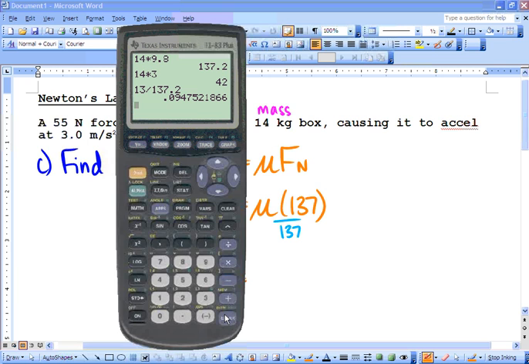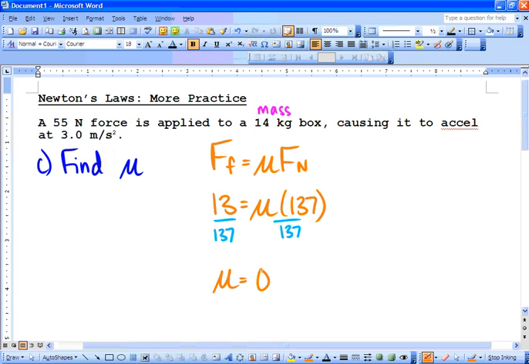So the coefficient of friction is 0.095. And nice thing about coefficients of friction is that there is no units to worry about. So get your 2 or 3 sig figs and you're gold. So there's another practice question.